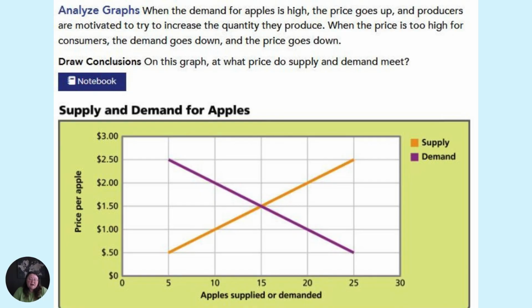When the demand for apples is high, the price goes up, and producers are motivated to try to increase the quantity they produce. When the price is too high for consumers, the demand goes down, and the price goes down too.